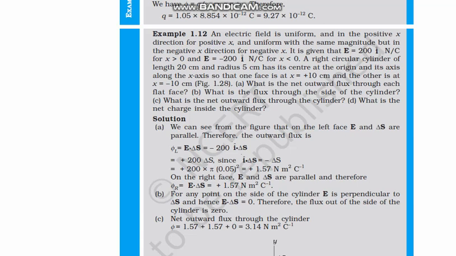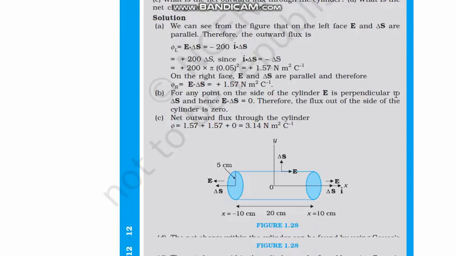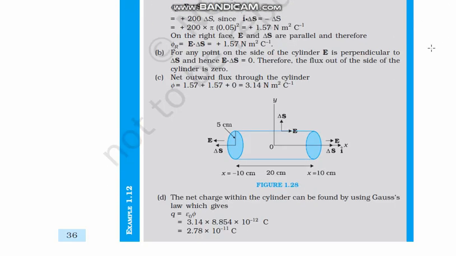Now let us come to this example 1.12. So let us first understand the figure, then we will understand this example. So there is a cylinder. As you know, a cylinder has two surfaces, surface 1 and surface 2.